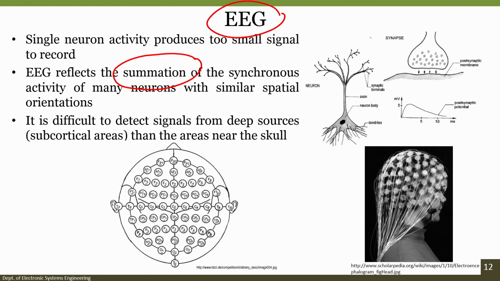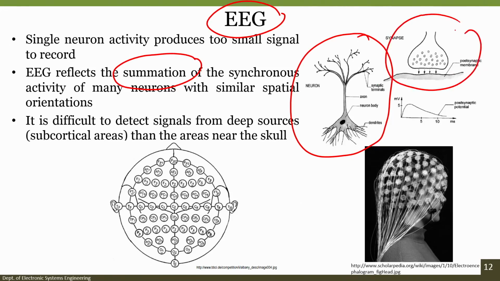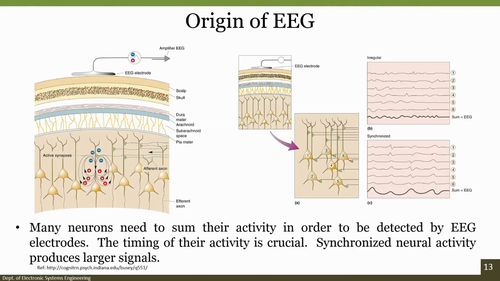If you see a single neuron, what will you see? You will see dendrites, then the neural body, the axon, and the synaptic terminals. The synapse is connected with the postsynaptic membrane. So, you can see the signals like this. We will take a new slide and understand further. You can see here the 10-20 system, how it is connected. So, how is the EEG signal originated?